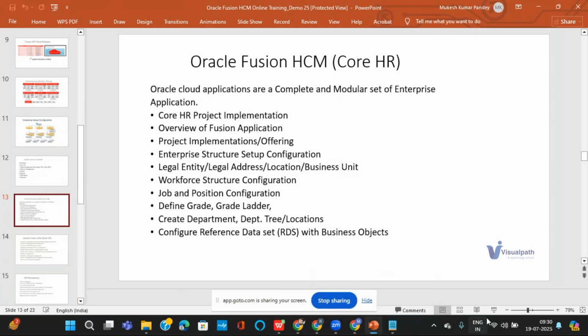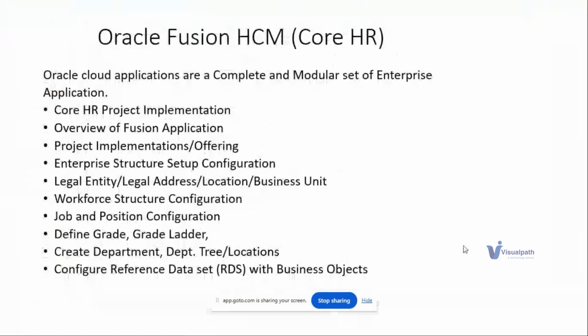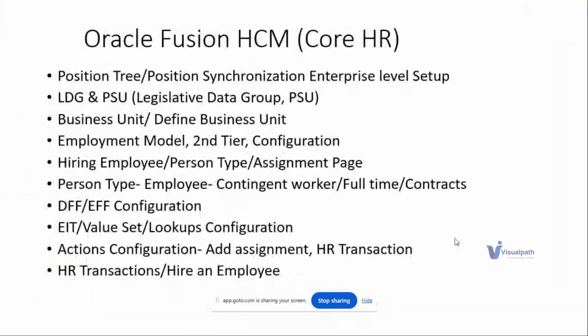Fine. Then second, the core HR setup. These are core HR only: the business unit, employment model, hiring person and person information, and person type, whether full-time employee, contingent worker or contract, and how the person is going to do work in the organization, DFF, EFF configuration, EIT, lookup, and all these are the core HR setup and configuration. Okay, only related to the person, only person to person.